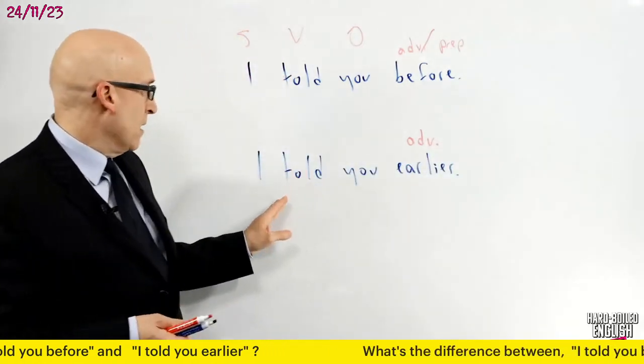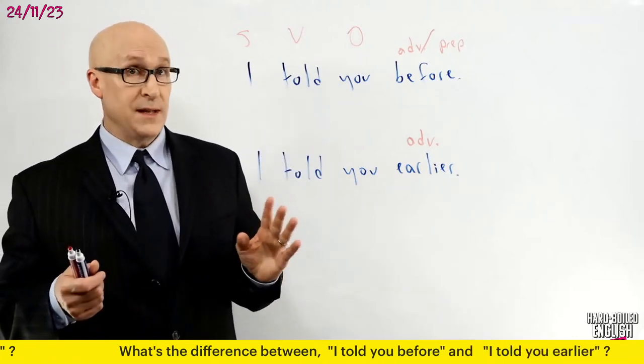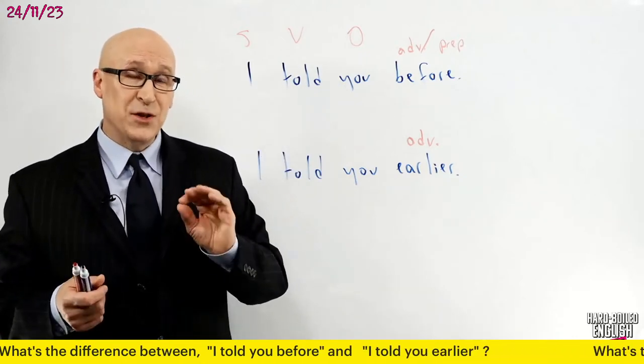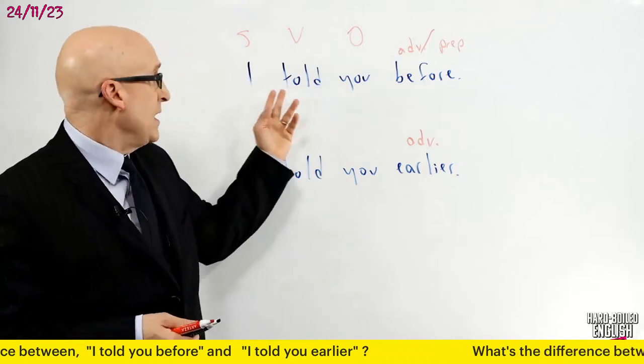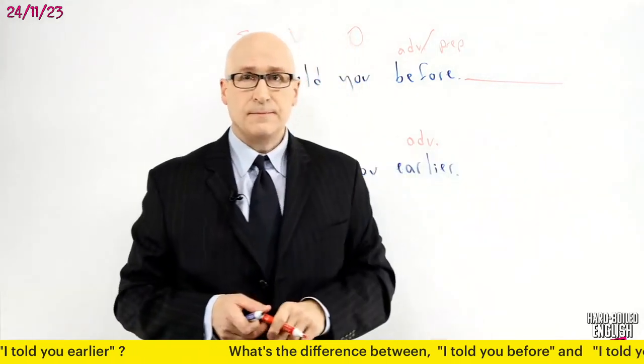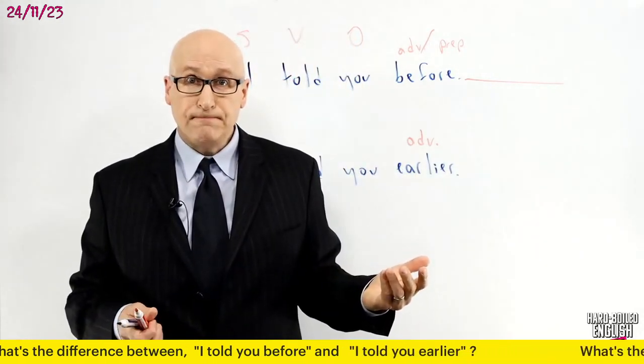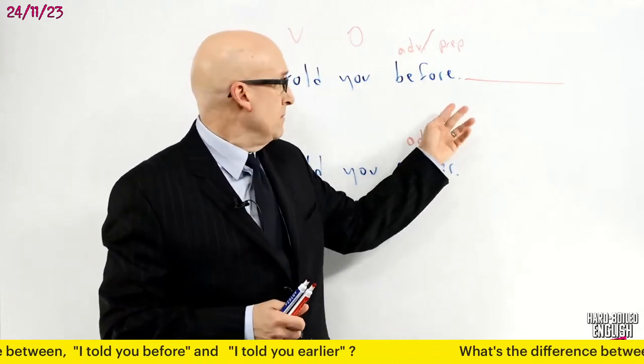So what we have here are two sentences that are very similar, but there are some slight differences, and that's what I want to make sure we understand. When we say "I told you before," we really need a noun here. Before what? Right?